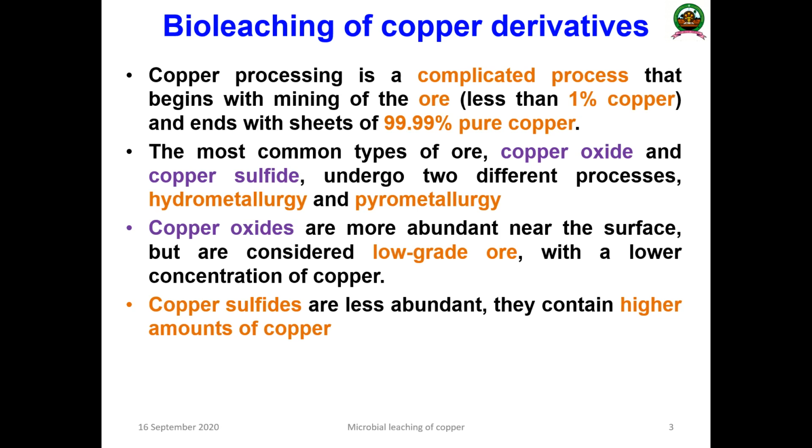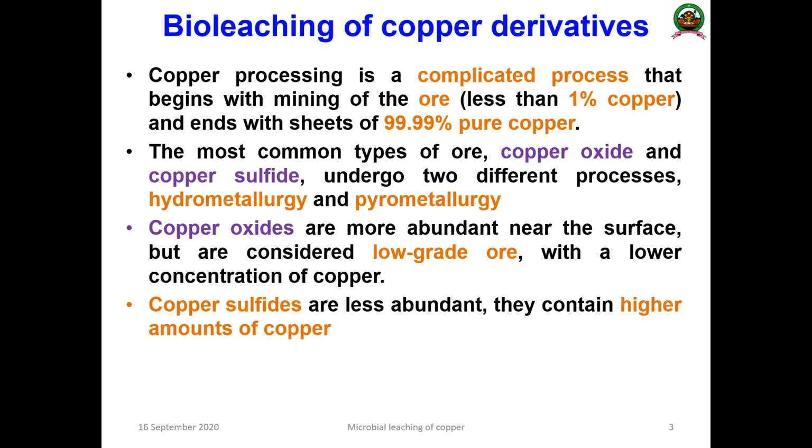Bioleaching is the first step of copper extraction, where we use the microbiological approach. The parent ore has only 1% copper, and we get 99.99% pure copper at the end of the process. The most common types of copper ores are copper oxide and copper sulfide. Yesterday we discussed the bioleaching of sulfur. In most cases, the bioleaching of sulfur and copper takes place on a common platform by Thiobacillus thiooxidans and Thiobacillus ferrooxidans.